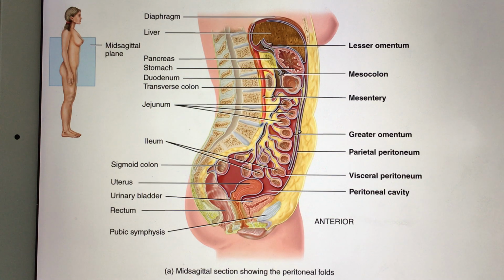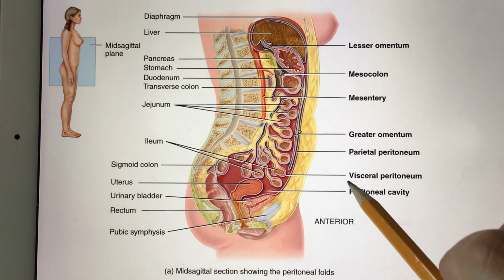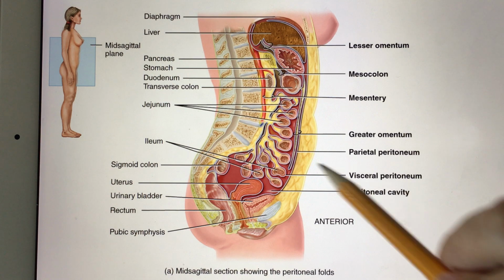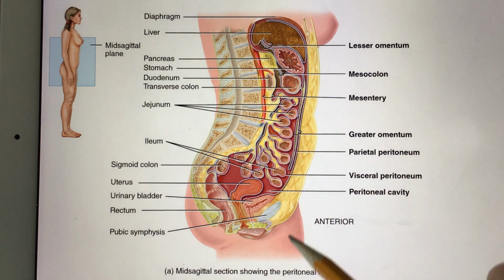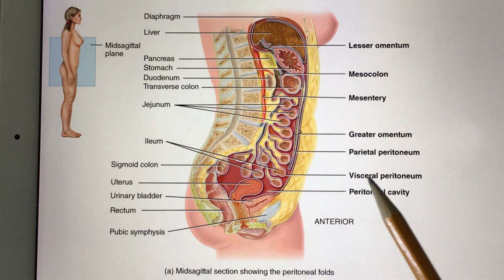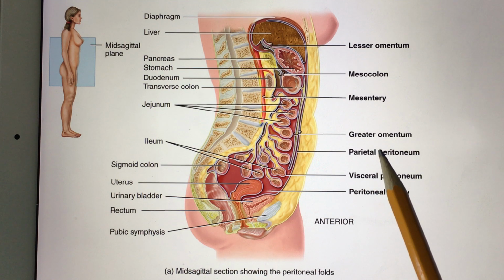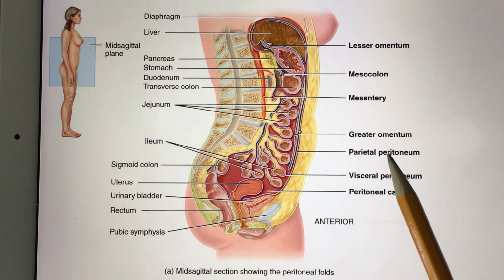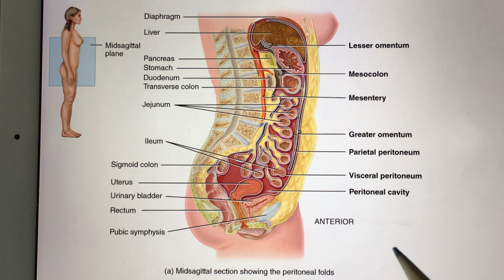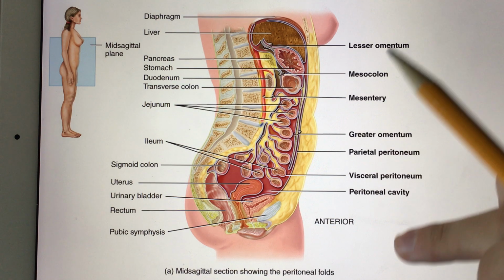Then the visceral peritoneum has several sections. Some of these folds of the peritoneum have specific names. On page 892 in your chapter 24, there's a list of these peritoneal structures.